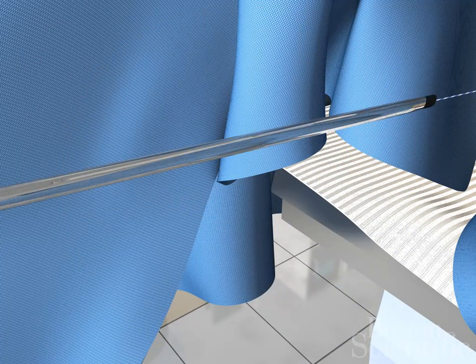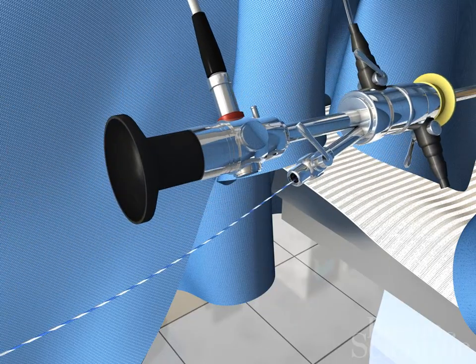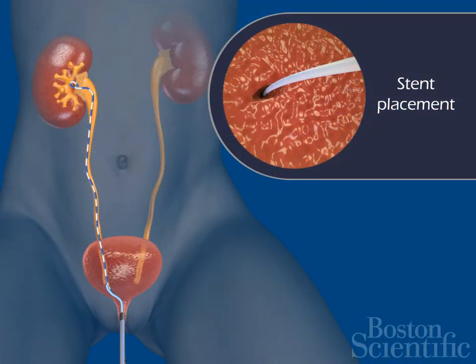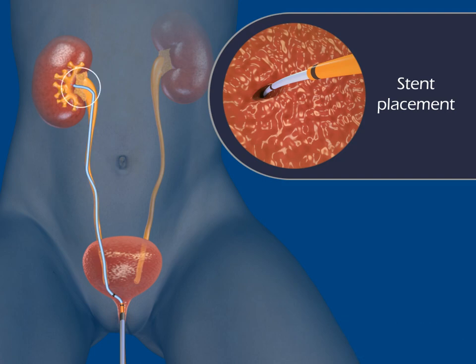Insert the cystoscope over the safety wire. Place the ureteral stent over the guide wire and into the cystoscope. Advance the stent into the bladder and into the ureteral orifice. Use the stent pusher to move the stent to the correct position in the kidney. Stop advancing the stent once the black marker is visualized through the cystoscope just outside the ureteral orifice.